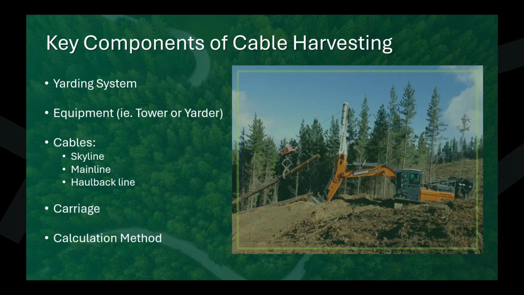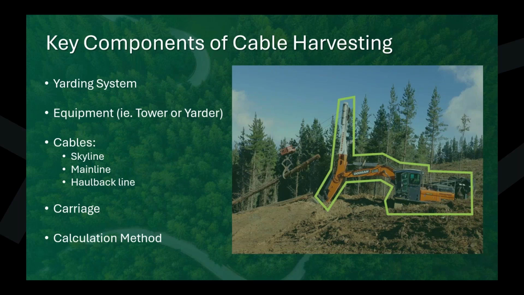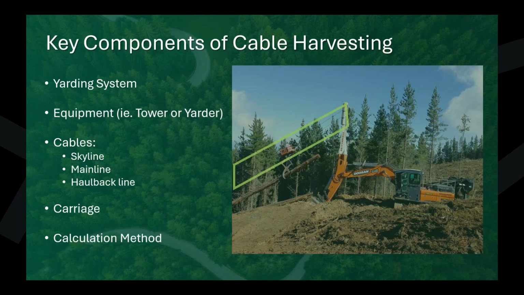We also have the physical piece of equipment we're using. It could be a tower, it could be a yarder. We're going to be inputting that into the software and setting up both our logging system and our equipment. Those are 2 big things to set up. We also have the cables, the skyline, the main line, and the haul back line that we're going to pay attention to and include in the configurations.